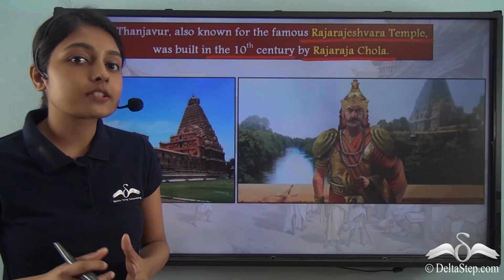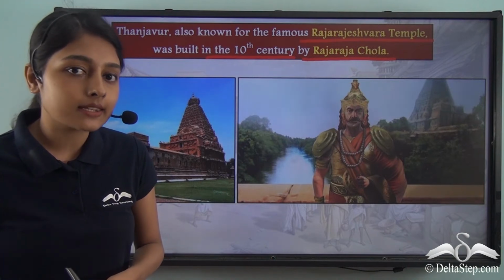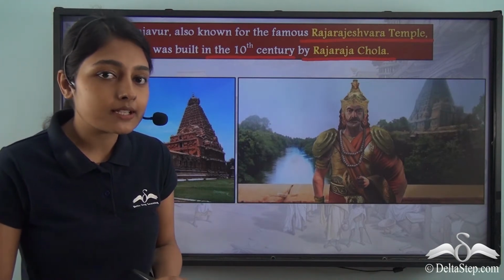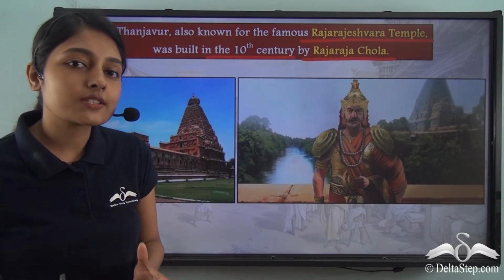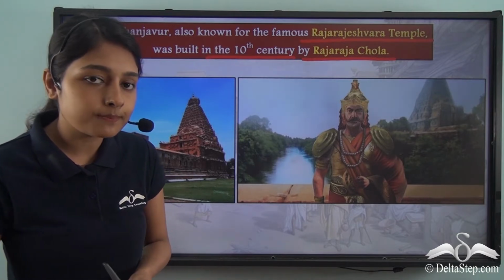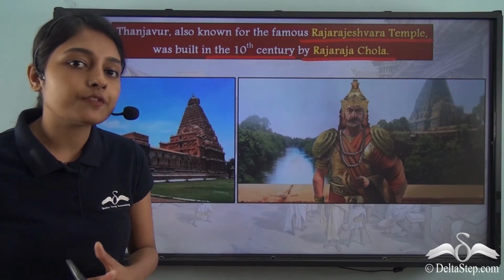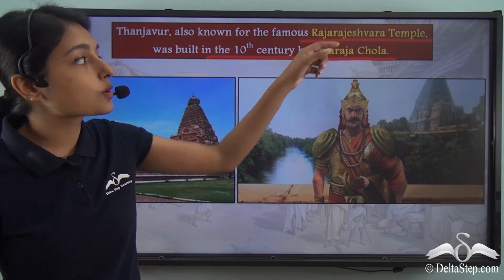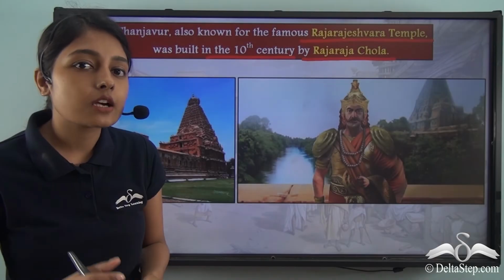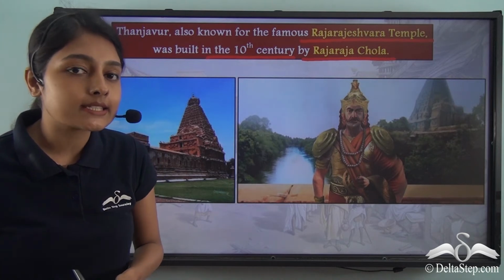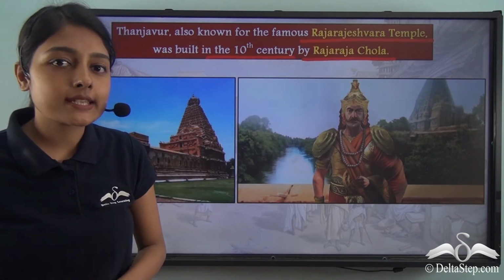So the two points that we have to keep in mind in this regard are that Thanjavur was the capital city or the administrative center of the Cholas, which is why it has been very important to them. And simultaneously, Thanjavur is also the place where was located the famous Raja Rajeshwara temple. Now let us find out a few other very important details about this Raja Rajeshwara temple.